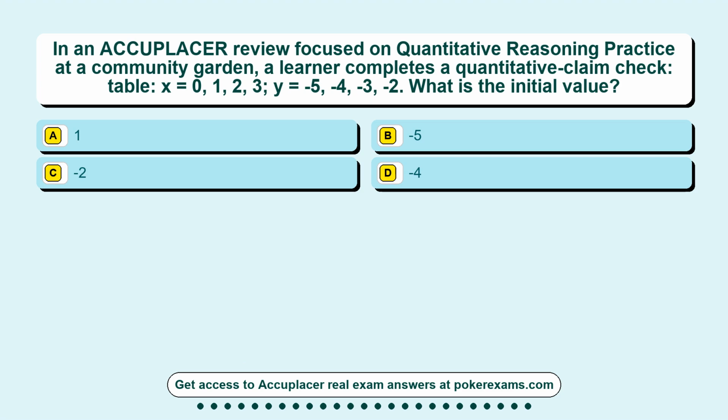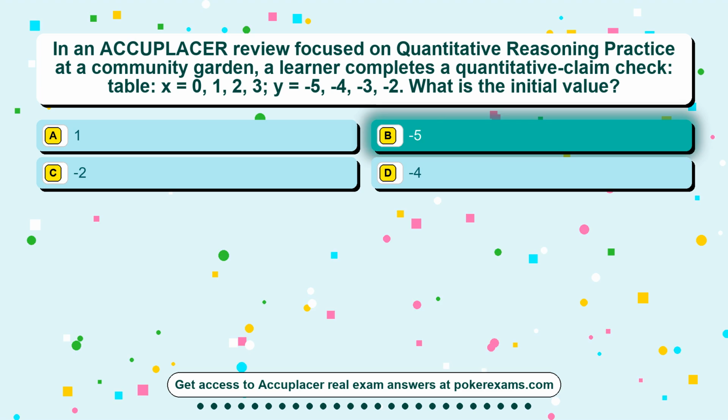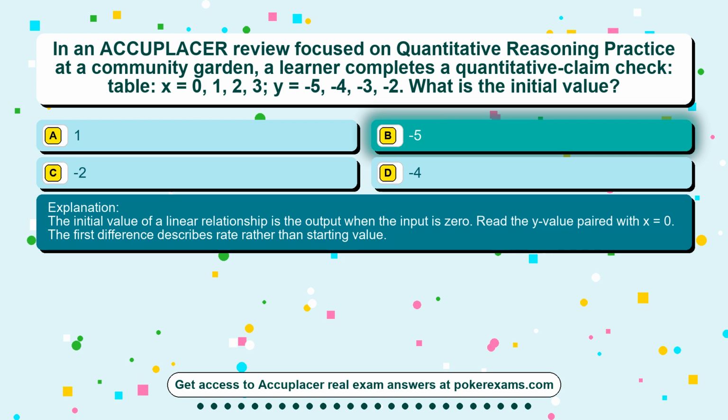Question 24. In an ACCUPLACER review focused on quantitative reasoning practice at a community garden, a learner completes a quantitative claim check. Table: x equals 0, 1, 2, 3; y equals minus 5, minus 4, minus 3, minus 2. What is the initial value? Option A, 1. Option B, minus 5. Option C, minus 2. Option D, minus 4. The correct answer is option B, minus 5. The initial value of a linear relationship is the output when the input is 0. Read the y-value paired with x equals 0. The first difference describes rate rather than starting value.